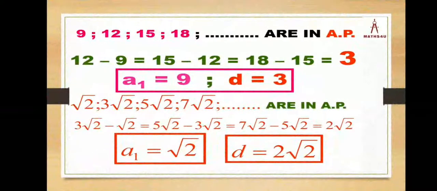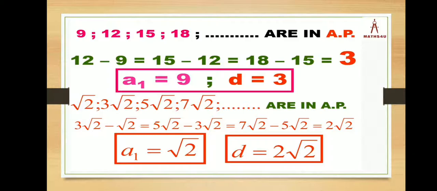Now let's see some examples. 9, 12, 15, 18 are in AP. What is the first term here? 9, so A1 is 9. And what is the common difference? 12 minus 9, 15 minus 12, 18 minus 15 is the same, that is 3. So here the first term is 9 and the common difference D equals 3.